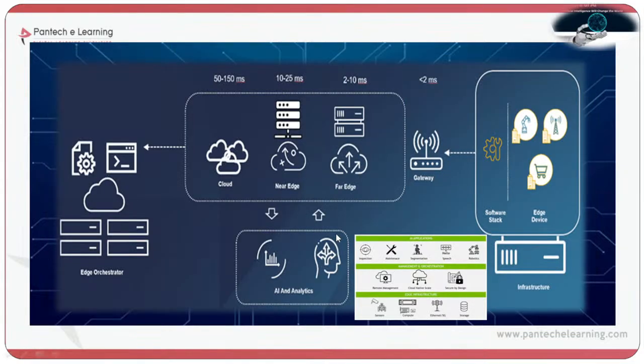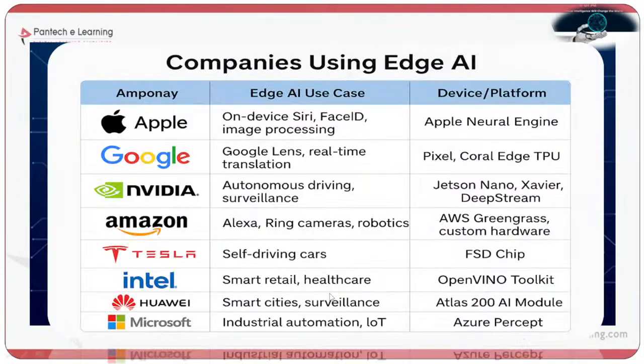Coming to the next one, see how they are using it exactly. First, edge orchestra, we are taking orchestra. Then you can see how the requirement is going on and how you're getting the output process. Now you can see in this edge AI which type of companies are mostly using it, and how.